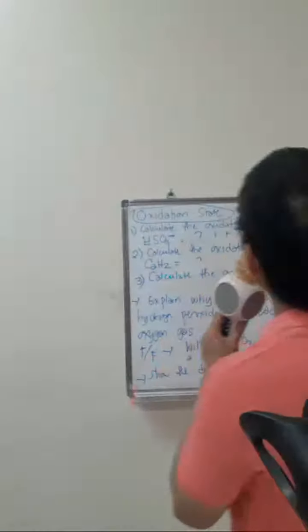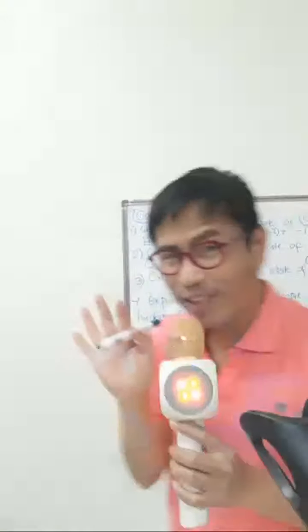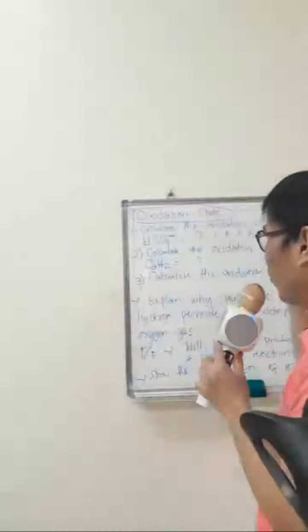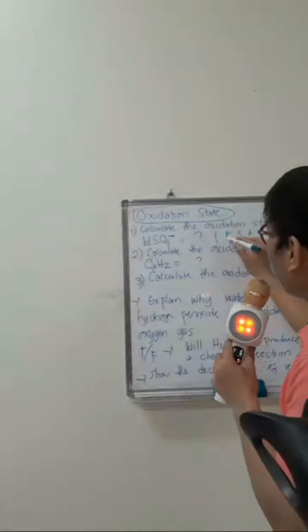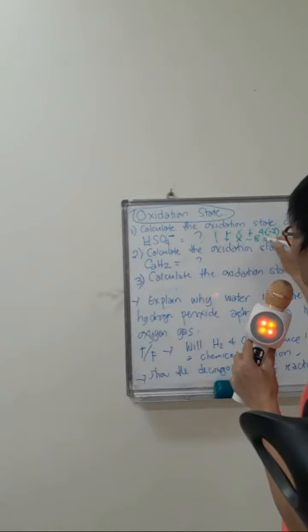So we have 1. Sorry, the space is very limited. I have only a very small whiteboard, right? Okay, 1 plus X minus 8 is equal to negative 1.